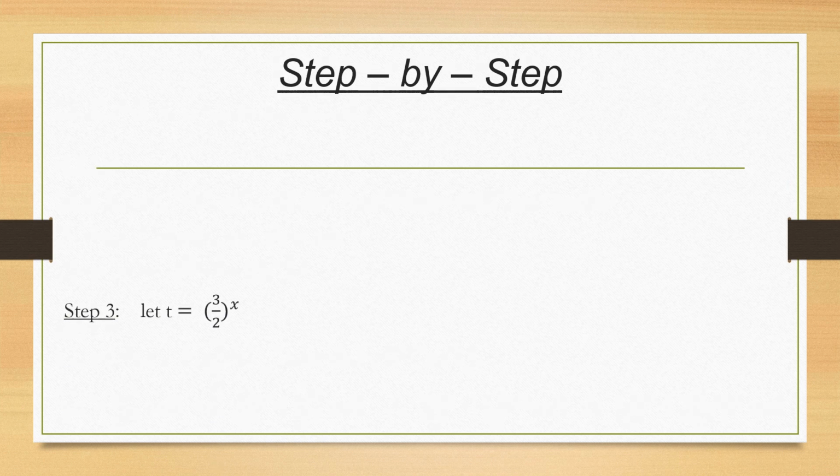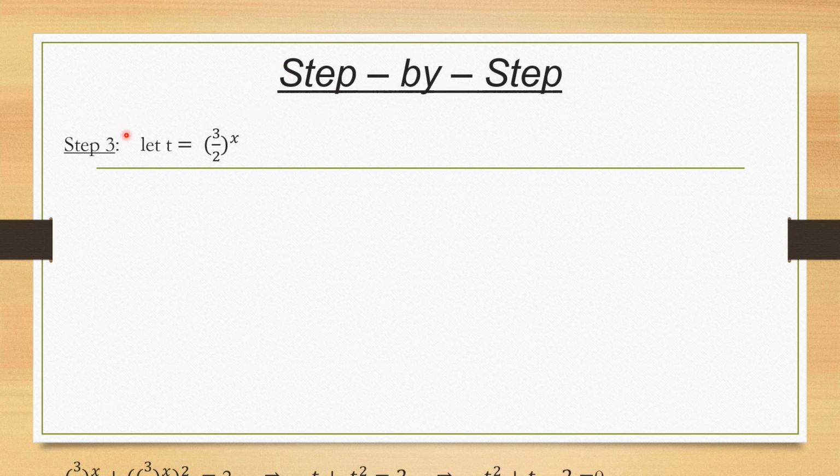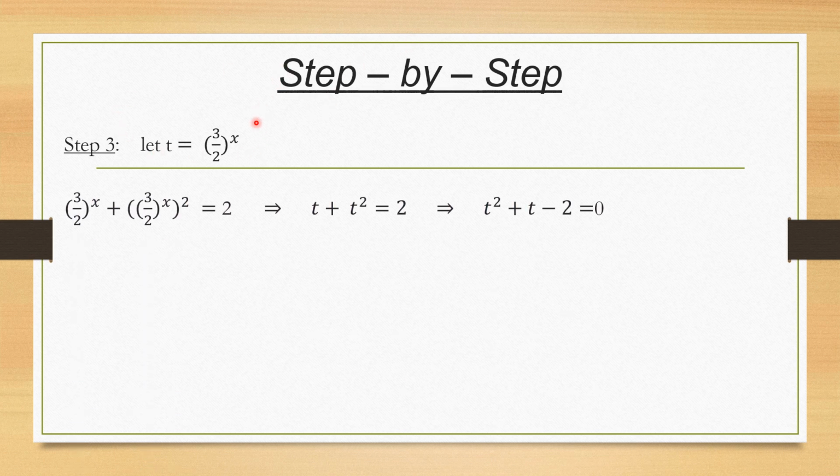Now step 3 is going to be replacing 3 over 2 to the power of x by t. Because this is a bit complicated to see, we're first going to replace this with t, so it gets simpler, right? So now instead of this, we get this. t plus t squared gives us 2. This can also be written as t squared plus t minus 2 equals 0 when we subtract 2 from both sides.